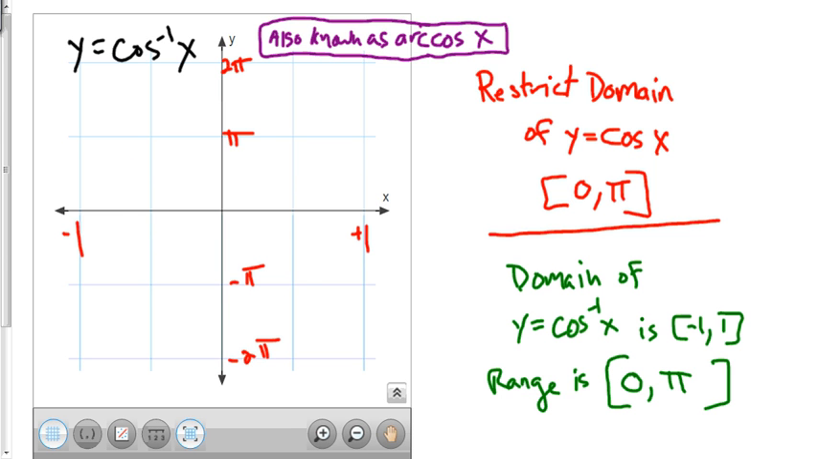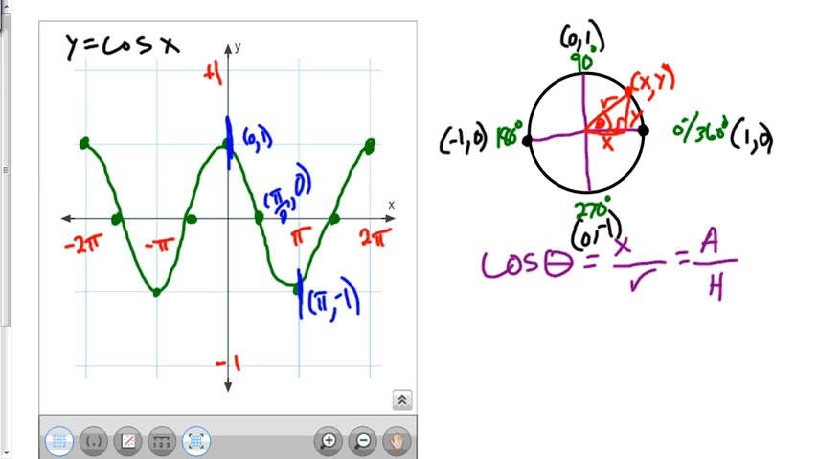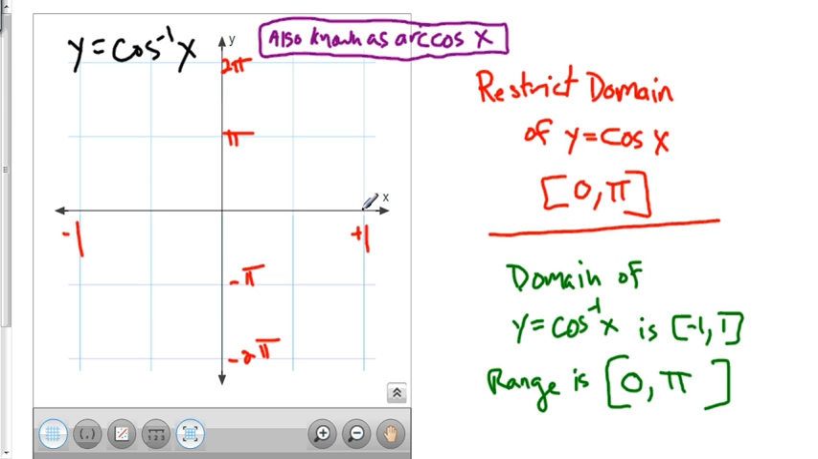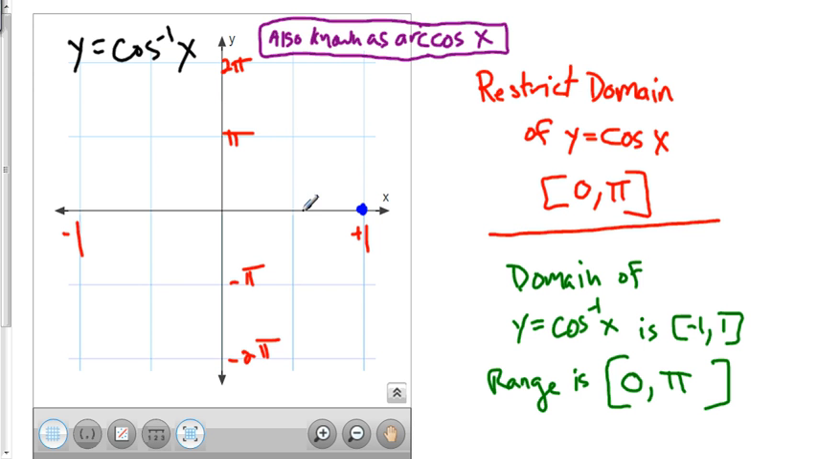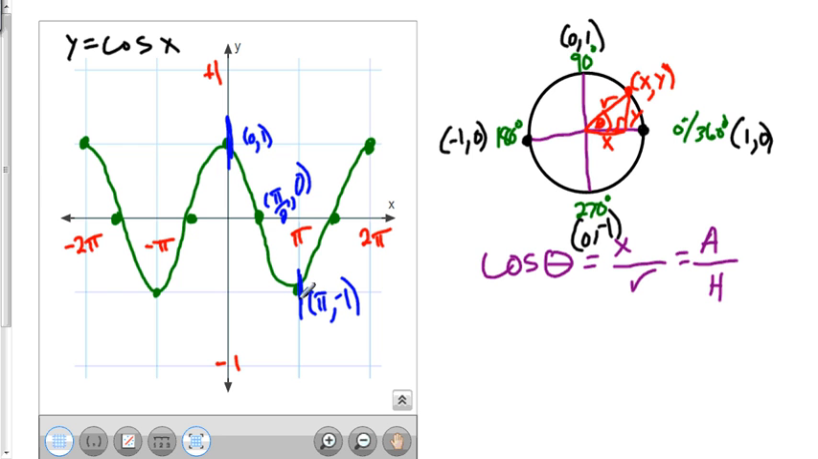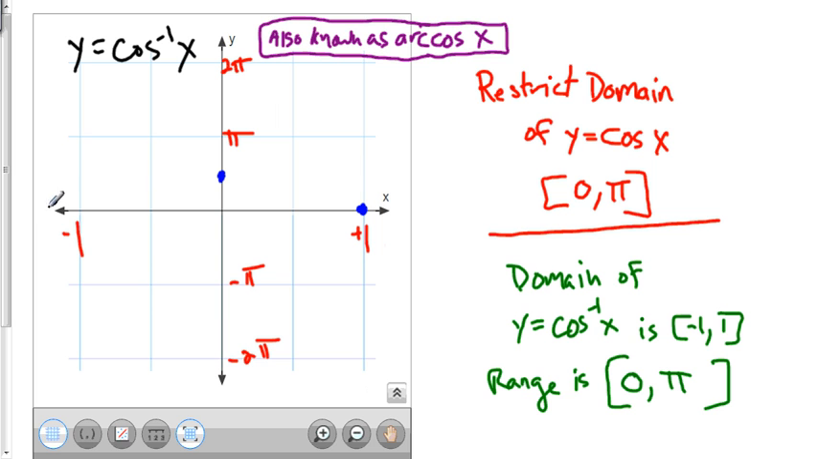So we said back here, 0, 1 is on the graph. So now when I come down to the inverse, I'm going to have 1, 0. That will be right here. Looking back at our original cosine function, pi over 2 is 0. So now when I take the inverse, that's always switching the x and the y. I'm going to end up with 0, pi over 2, which will be right here. And look back at our original cosine function, pi, -1. This is now going to give us -1, pi.